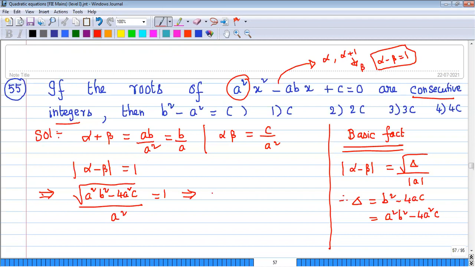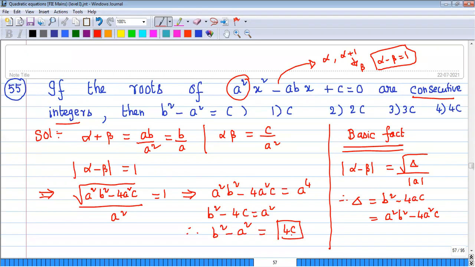Okay, now squaring on both sides and cross multiply, we will get a square b square minus 4a square c equals to a to the power of 4. Divide both sides by a square. So we get b square minus 4c is equal to a square. Transpose a square to the left hand side. Therefore, b square minus a square equals to 4c. This is our answer. Fourth option is the right option.